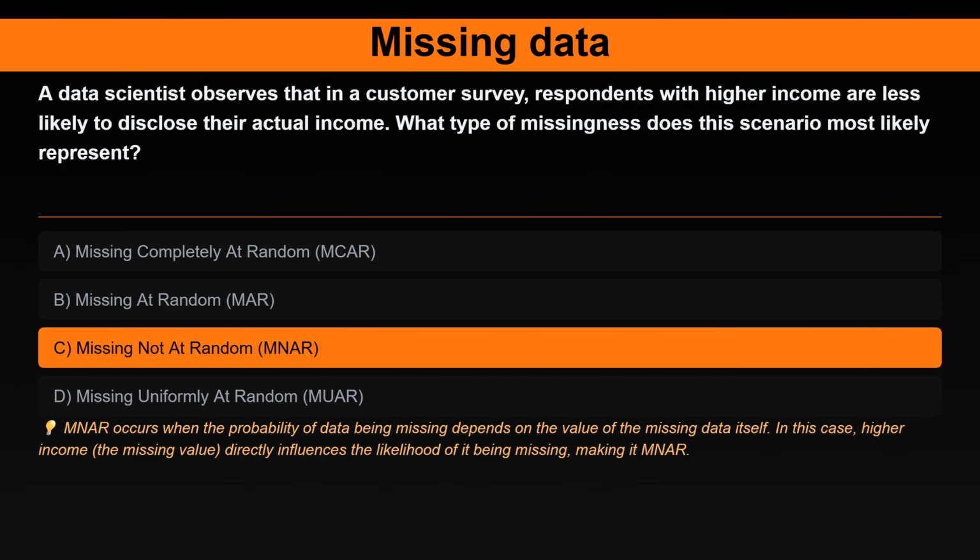The correct answer is missing not at random, MNAR. Here's the explanation. MNAR occurs when the probability of data being missing depends on the value of the missing data itself. In this case, higher income, the missing value, directly influences the likelihood of it being missing, making it MNAR.